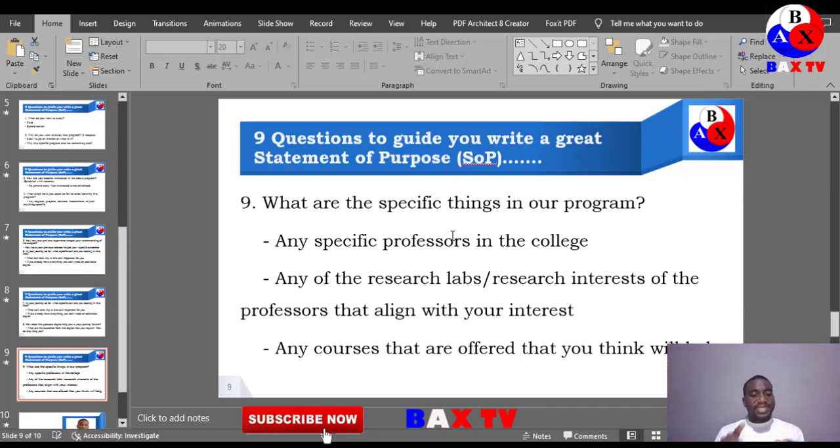If you're able to talk about this, it tells the panel that even though you've not been given the chance, you are still reading about the course you are applying to, and you are even researching the professors in that department and their research interests. If that research interest is in line with your personal interest or the program, they will see that this person is making advanced preparation. And the last one is any courses that are offered that you think will help. Good. So these are all things that you need to talk about.